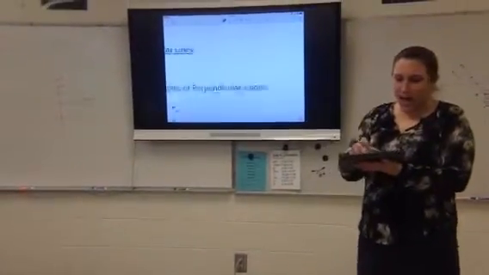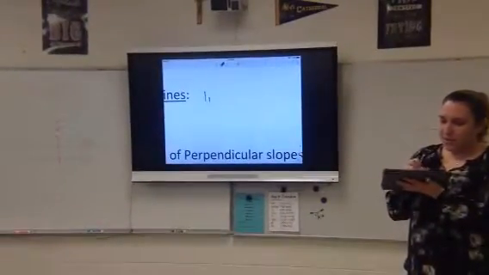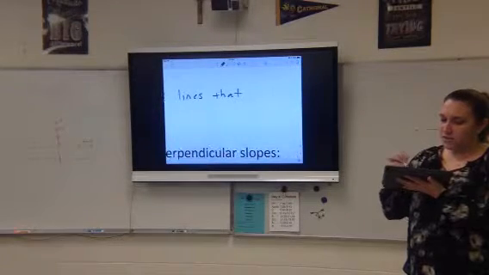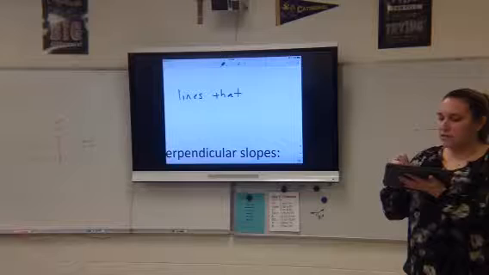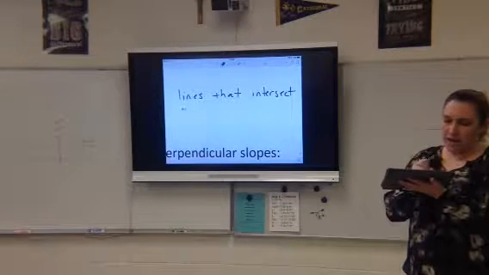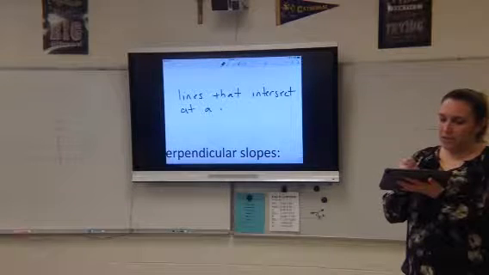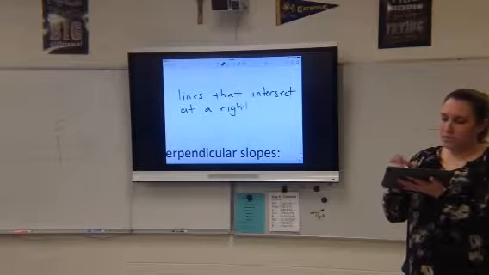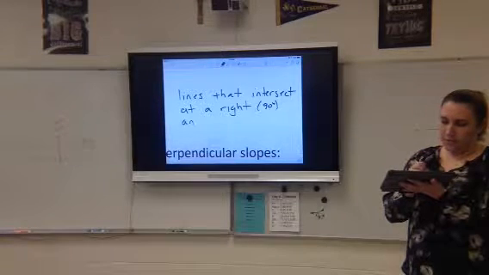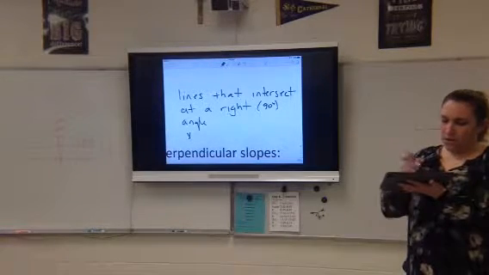All right. So perpendicular lines that cross, or let's say lines that intersect, that would be a better way to word it, intersect at a right angle. Okay. Remember, right just means 90 degrees. Angle.